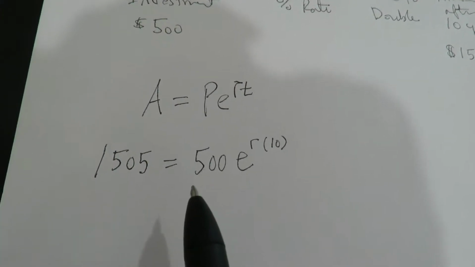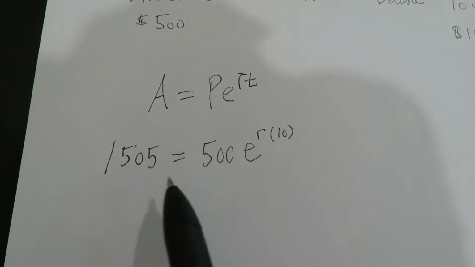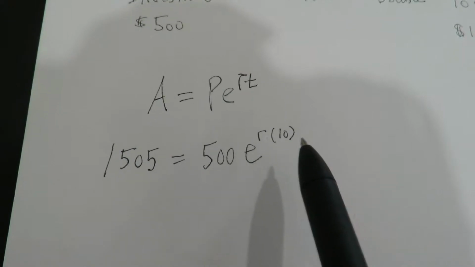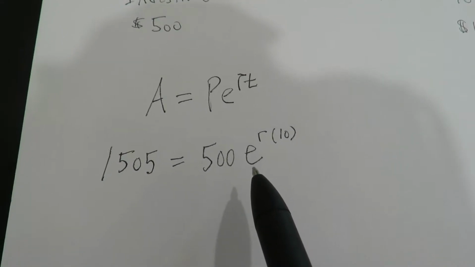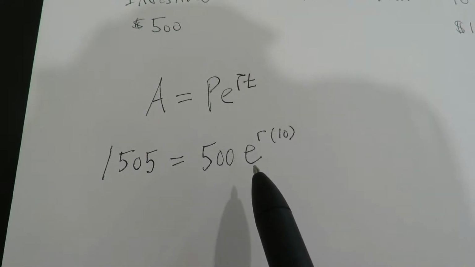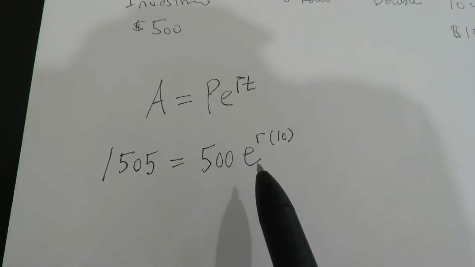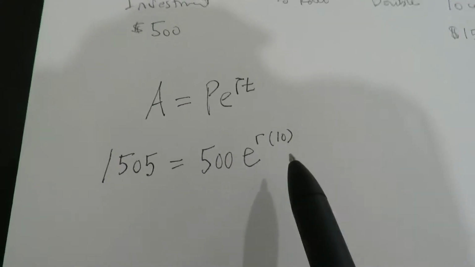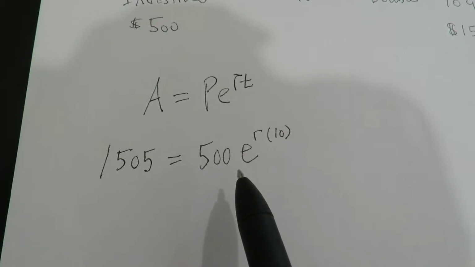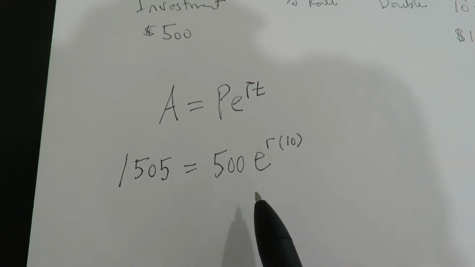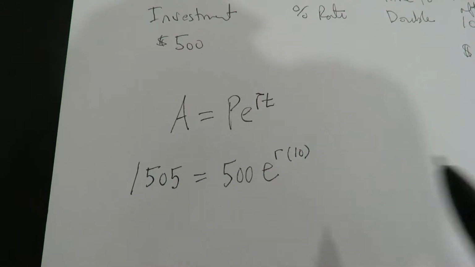So as you can see from what is given, this is solvable because we only have one unknown. Remember, e is not an unknown. The value is 2.718. It's around there. So we just have one unknown here, so we can solve this equation. So let's go ahead and solve this for r.